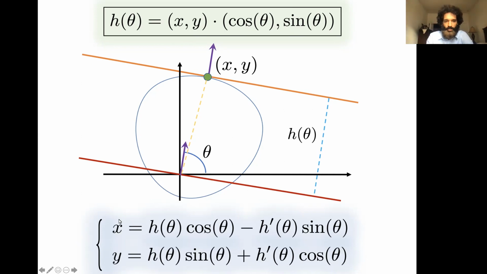So you get two equations and two unknowns for x and y, and you can just solve them pretty easily and write down a parameterization. So you can just take this now, go to your computer, and plot curves. This is precisely what I did to generate those figures.